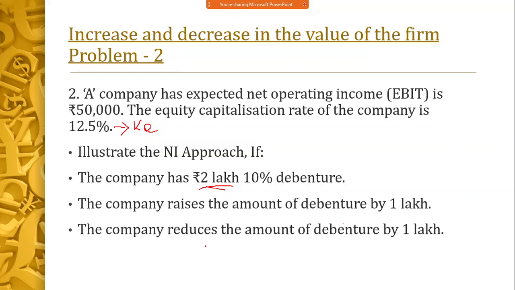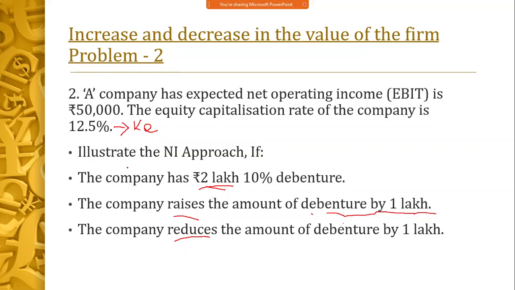In the second scenario, what has happened is the debenture has been raised by 1 lakh. That is to tell, under second scenario, the debenture amount would go up to 3 lakh. How is it 3 lakh? 2 lakh plus this 1 lakh would be 3 lakh. And under the third circumstance, they have reduced the amount of debentures by 1 lakh. So under third scenario, or under situation C, the total amount of debt would be 1 lakh.